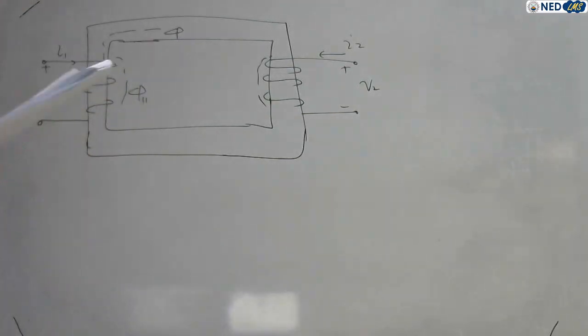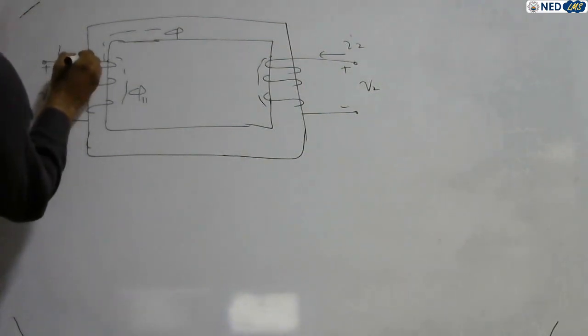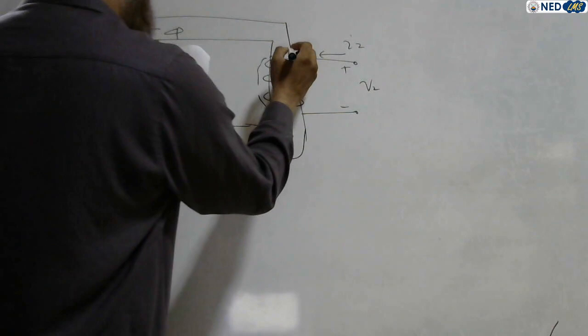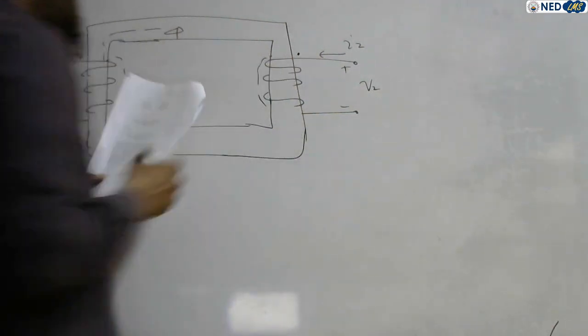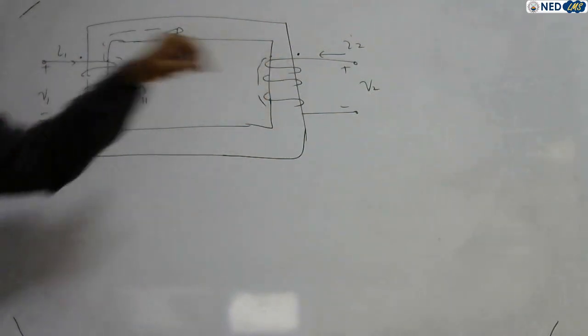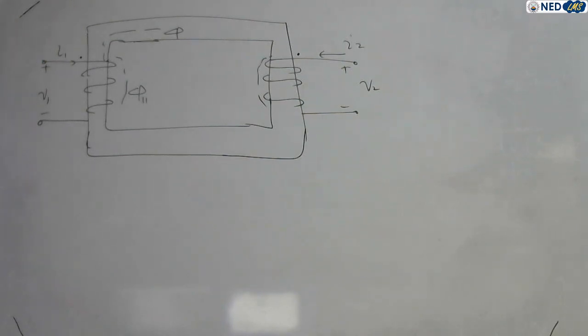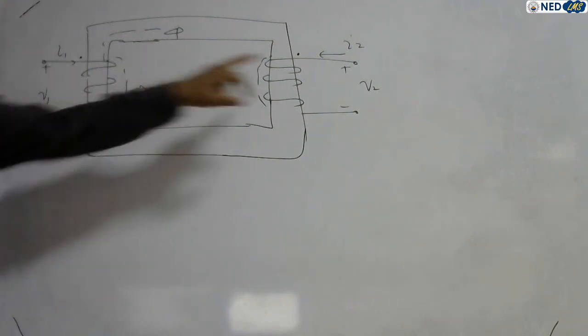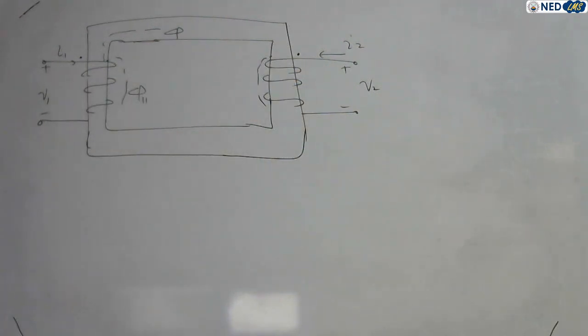And now here we are going to understand the dot convention, right? So I will put my dot here, and I will put my dot here. See, in both windings, the primary winding and the secondary winding, both currents are entering into the dotted terminal of their windings. Both coils are wound from top to bottom, and the current in both circuits enters at the dotted terminal.